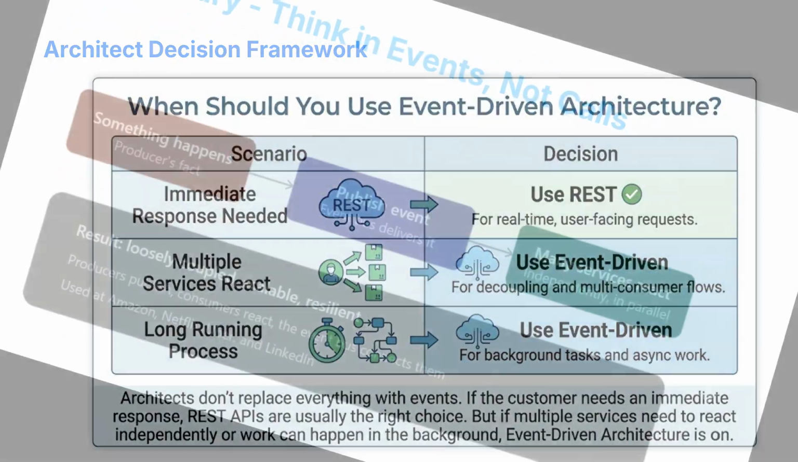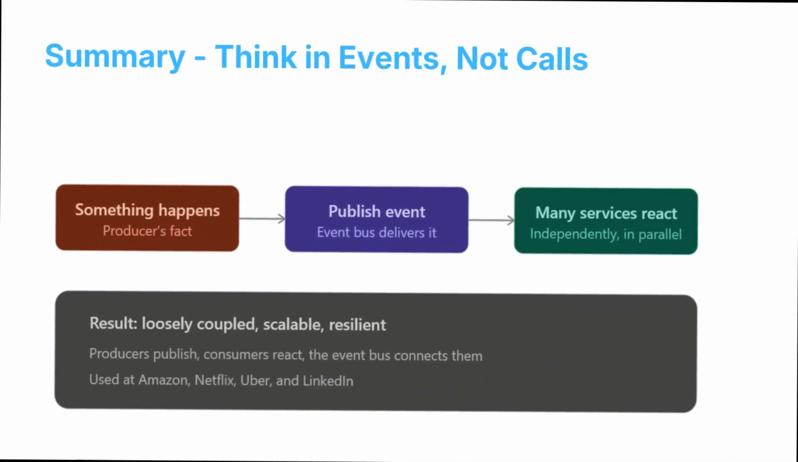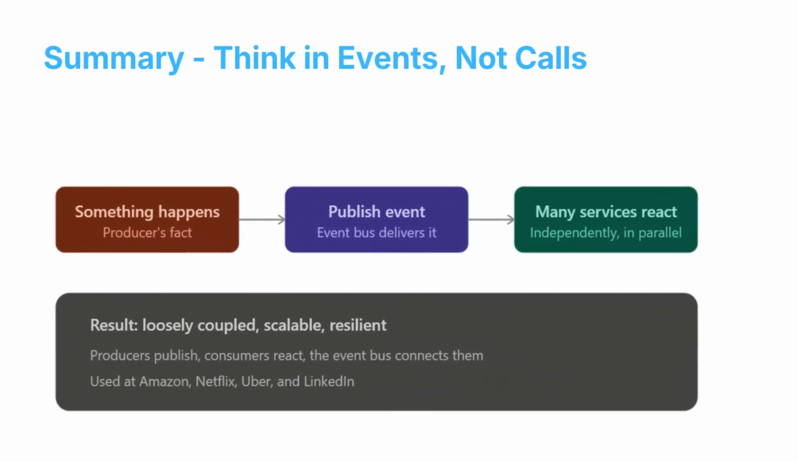Let's summarize. An event represents something that happened. Producers publish events, consumers react to them, and an event bus delivers messages between them. This approach creates loosely coupled, scalable, and resilient systems used by companies like Amazon, Netflix, Uber, and LinkedIn.